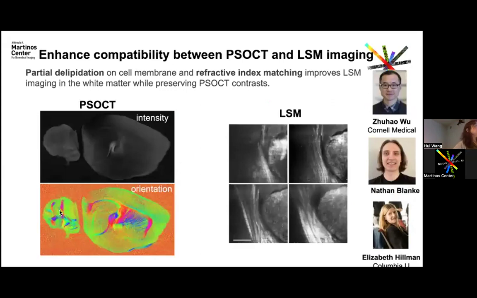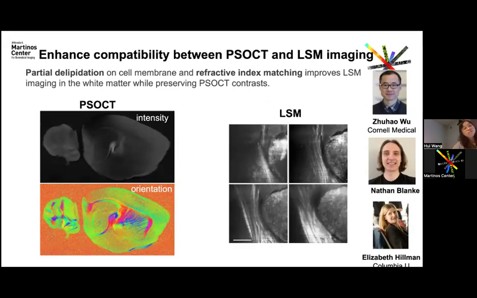Yeah, right. That's kind of the sweet spot where PSOCT preserves the signal, whereas light sheet microscopy can also get the signal from relatively deep regions. So yeah. But you don't have any research showing how else?